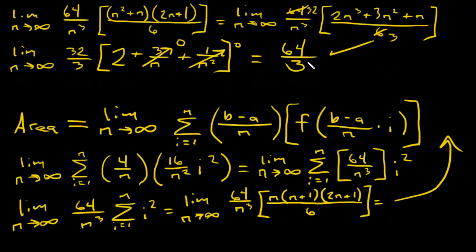That is the actual area underneath the curve f of x is x squared between 0 and 4. This is the real area. This isn't an approximation anymore. This is exact because we've just added up an infinite number of rectangles. What did we get? 64 thirds.